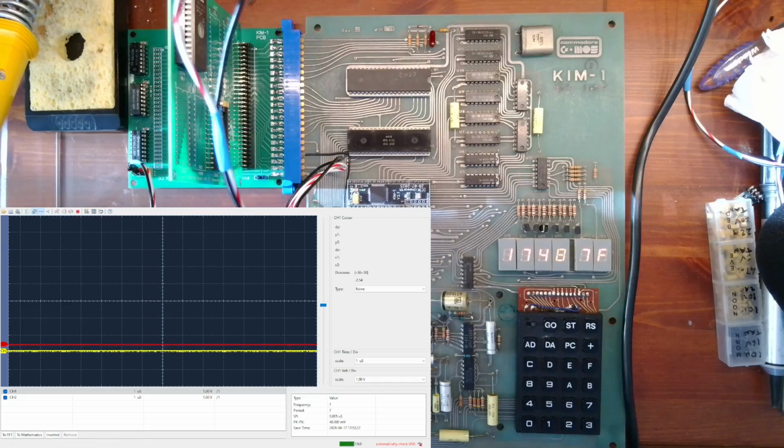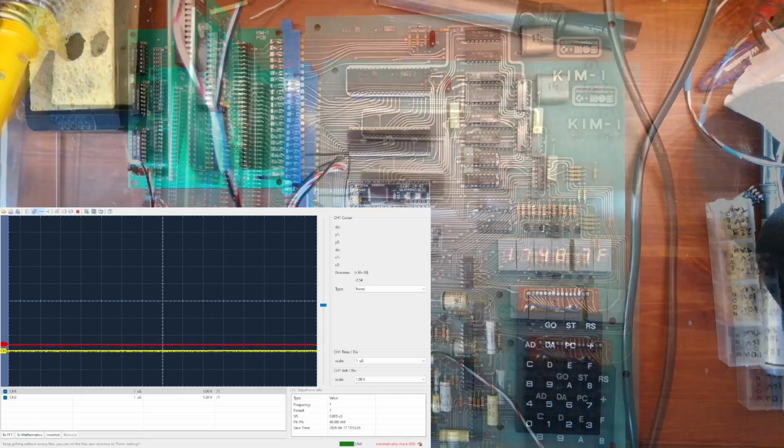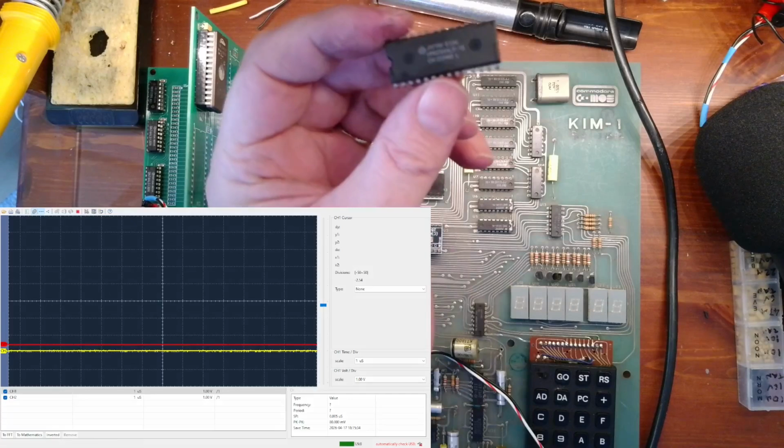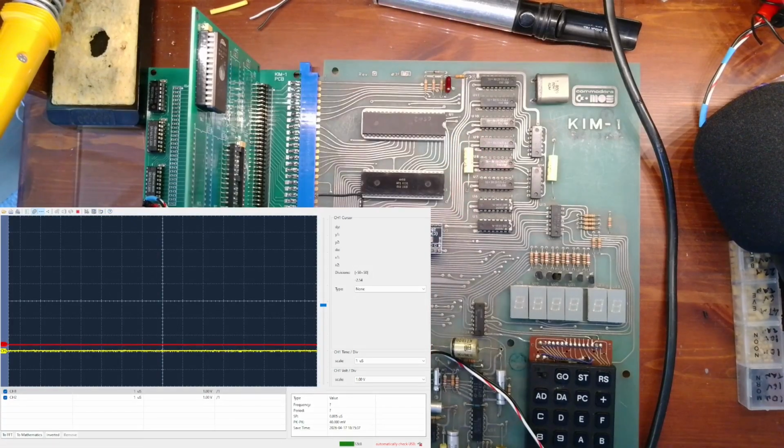So that bit's working. I need to find a RAM chip, and then we can see if I can read and write to the RAM chip. Prove that that bit's working. Let's see if I can find one. Alright, I just rescued this IC from another board.